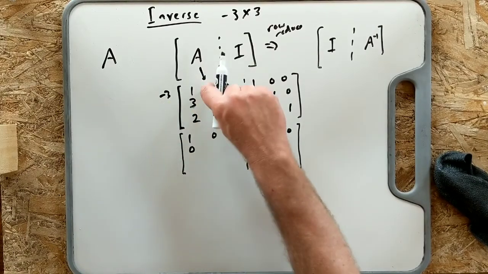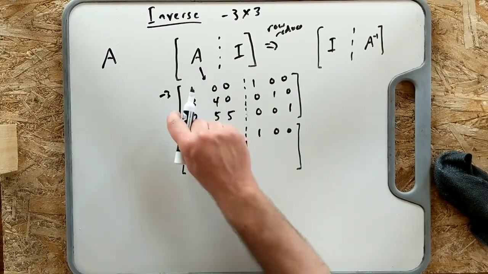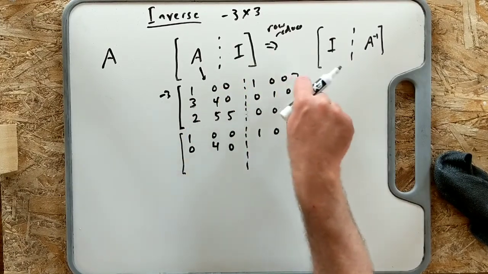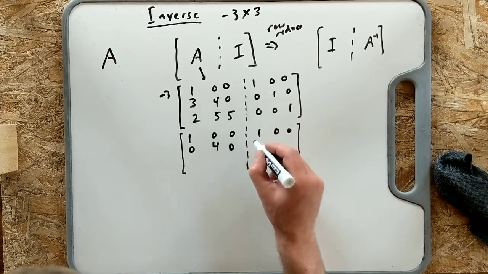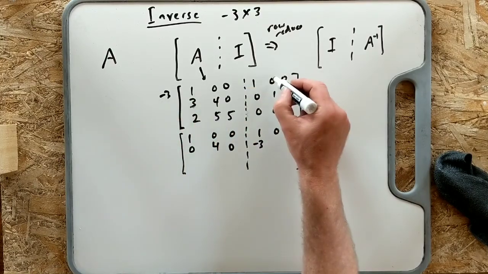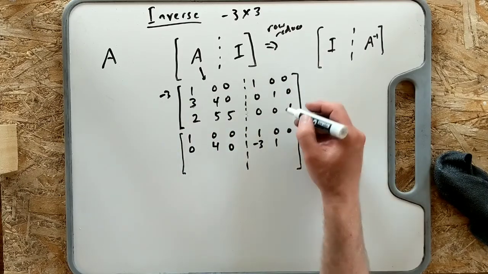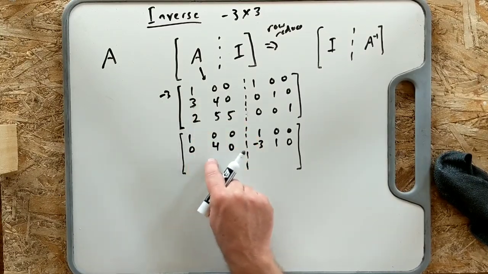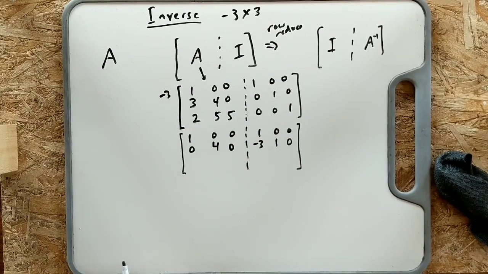Same thing over here. -3 times 0 is 0, plus 4 is still 4. -3 times 0 is 0, plus 0 is 0. But now I have to do it to the part over here as well. -3 times 1 is -3, plus 0 is -3. -3 times 0 plus 1 is 1. -3 times 0 plus 0 is 0. So I eliminated the 3 from here, and that gave me this, which looks quite close to what I need, which is the identity on the left.